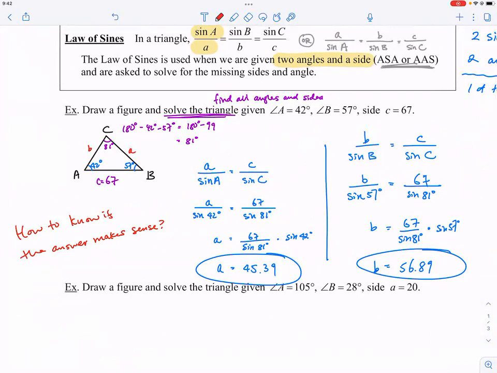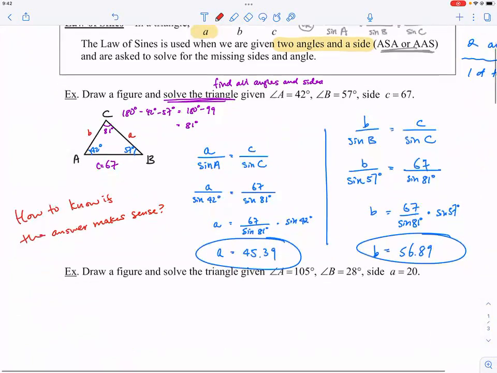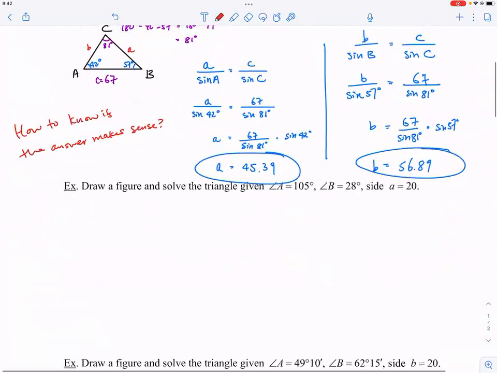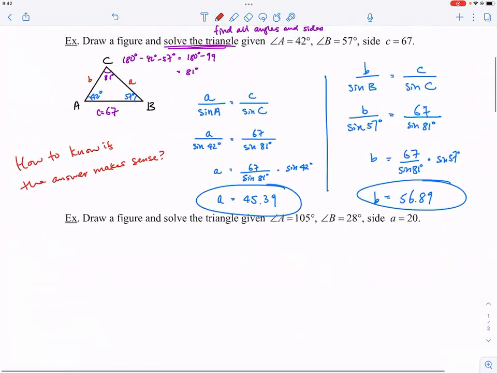If you get numbers that are smaller than C, then at least you can have a little bit of reassurance that it's going to be correct. If you have anything that's larger than side C, then you can stop right there and go back and check, because that cannot be right. If you get a negative number, that's even more strange. All right, so let's go ahead and move on to the next one.